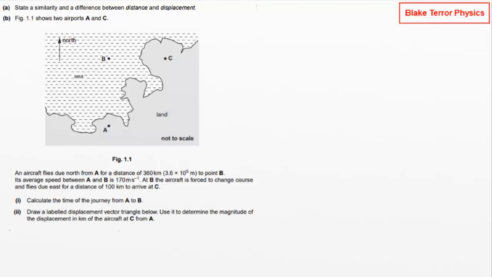I've chopped onto a new video because it was just getting a little bit too long on the others, particularly with how many questions there are. So carrying on: state a similarity and a difference between distance and displacement.